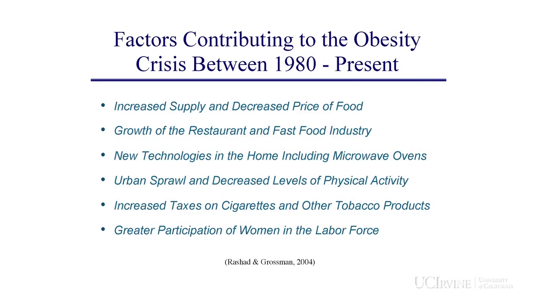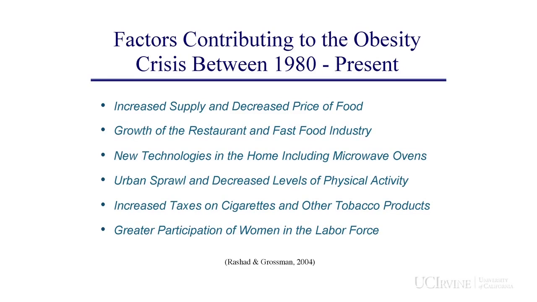So summarizing over the Rashad and Grossman article, these are the factors that they identified as jointly contributing to the rise in obesity in the US between 1980 and 2000. But as we know, the problem isn't over because we went from 30% obesity in 2000 to about 36% now. So it's continuing to be a major problem.